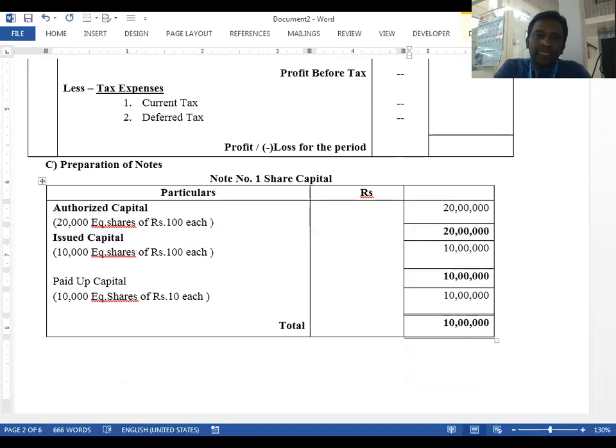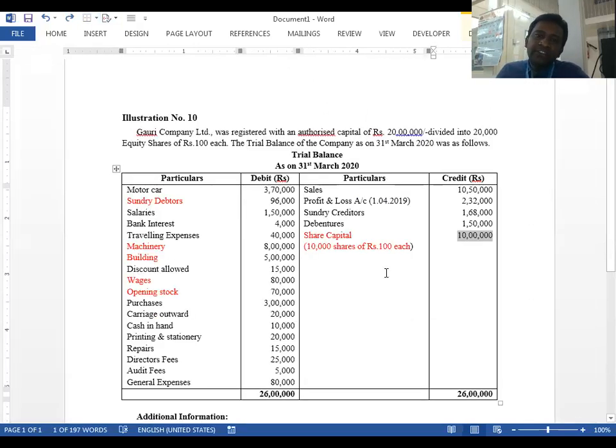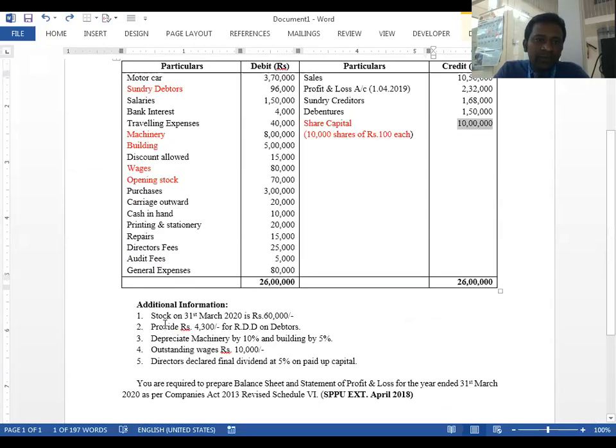So paid up capital is considered to transfer to the balance sheet. To calculate the balance sheet, 10 lakhs. Now, basically, there is one adjustment related to share capital, but we give this effect after closing the profit and loss account. So adjustment number 1, closing stock, is already taken. Then RDD also taken. Depreciation also considered. Outstanding wages, it is also considered.